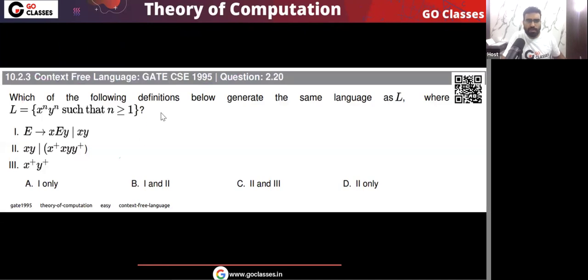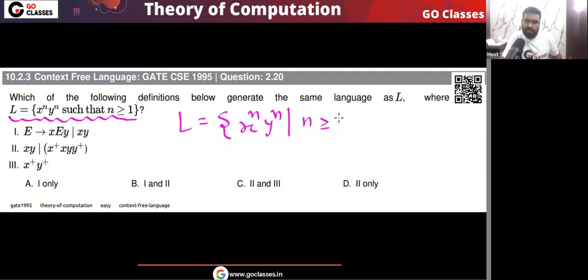Which of the following definitions below generate the same language L? So this language L is given to us and the question is asking which of these will generate the language L. Now this is a very simple question. If you notice the language L, this is x^n y^n, where n is greater than or equal to 1. This language is non-regular, yes or no? This is a standard non-regular language.